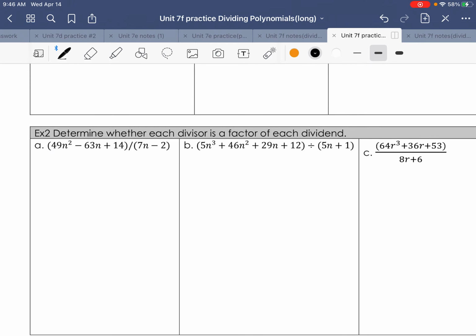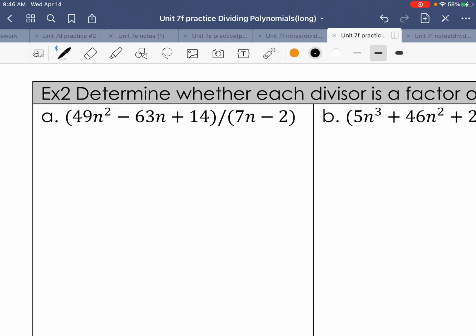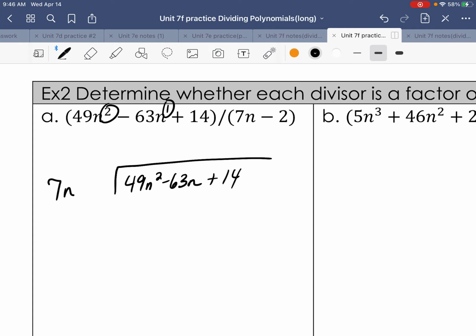All right, looking down here, determine whether the divisor is a factor of each dividend. If it divides evenly, it's a factor. So working on this, looking at our exponents, 2, 1, nothing. So exponents go down perfectly. 49n squared minus 63n plus 14, 7n minus 2 on the outside.